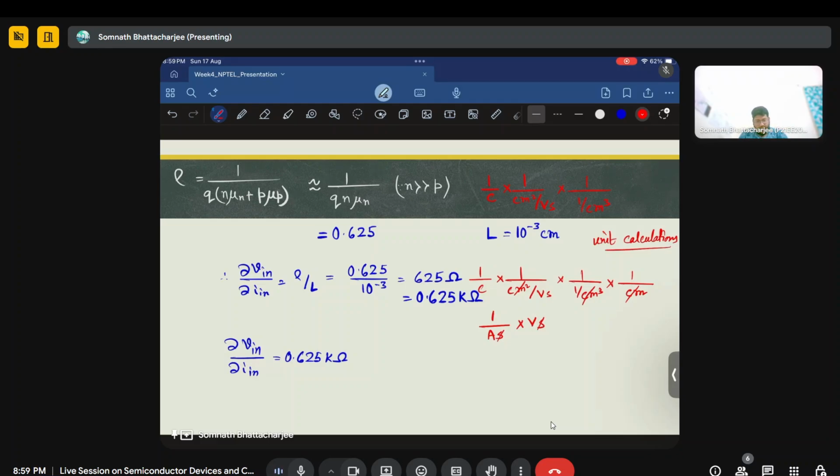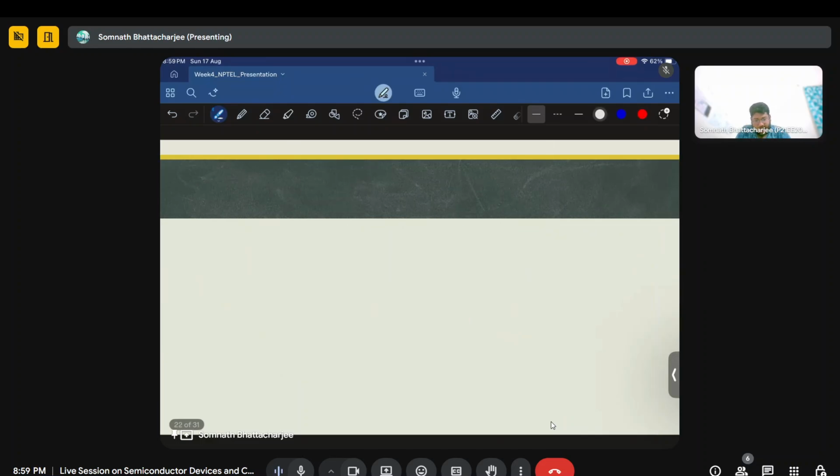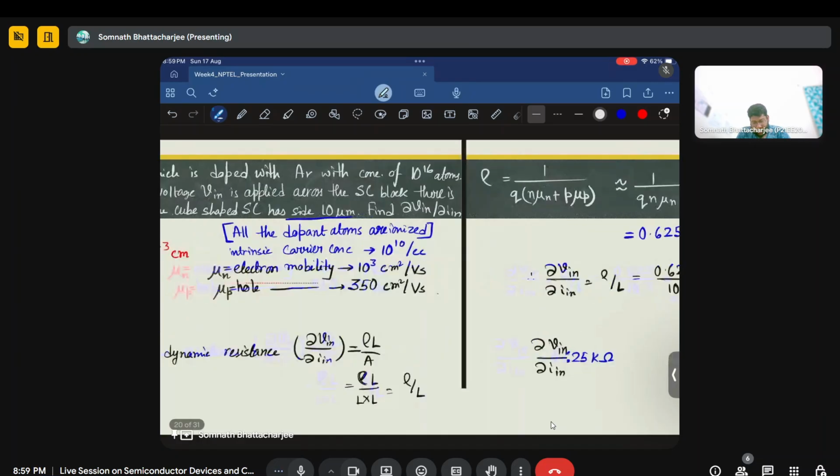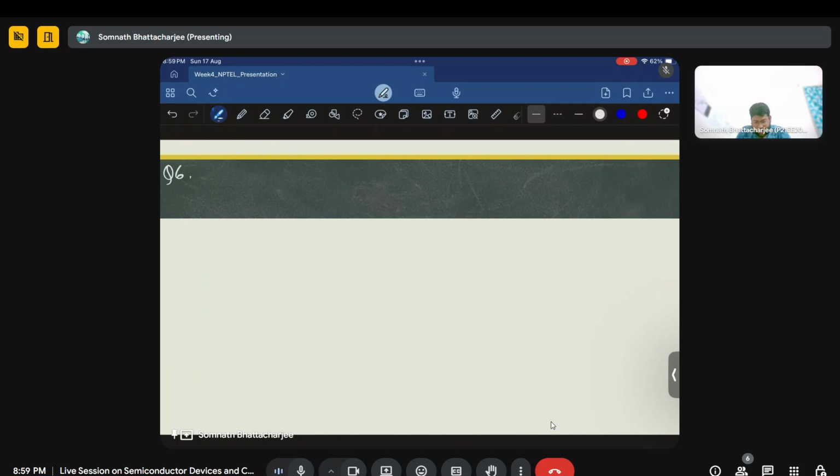There's still a question remaining. Because the time is at the end, I'll just give the question, try to solve this, and maybe we'll discuss it in the next class. If most of you can get this, then we'll not discuss it. But if only a few have done this, we'll discuss it in the next class. So I'll just write it down.